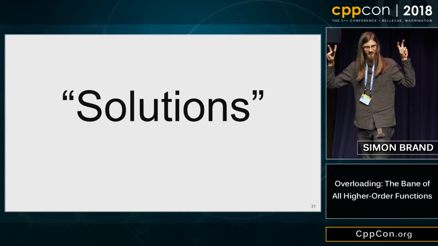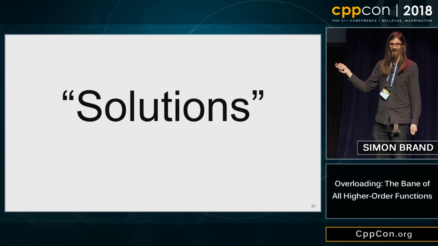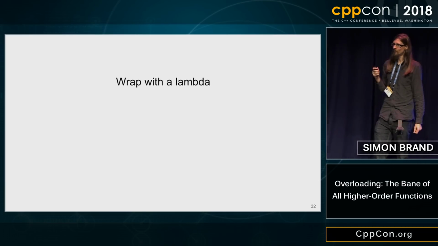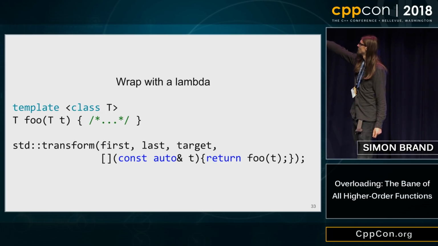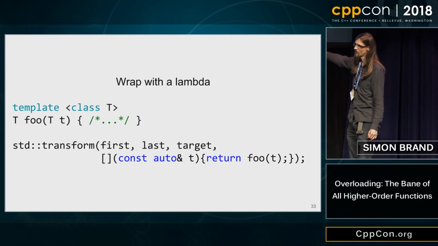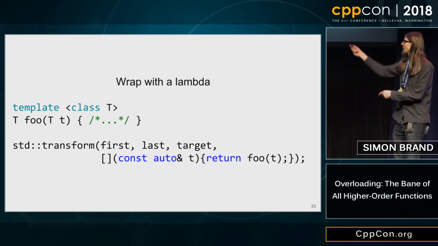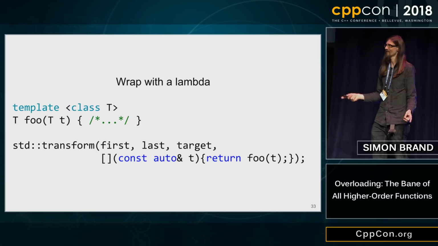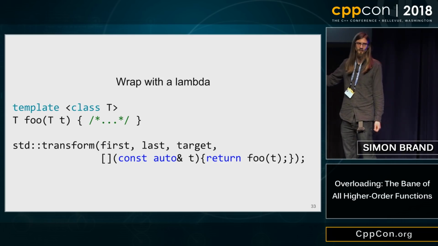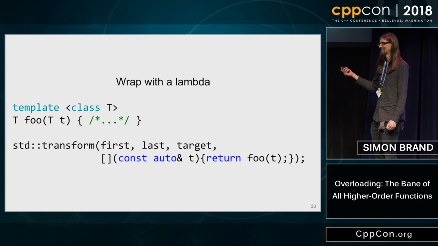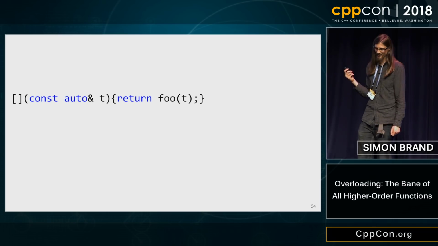Some solutions, in danger quotes. You can do this, but beware. So we could wrap it with lambdas. You know, we have foo, and we just wrap it in a lambda, which takes a T, forwards it on, returns the result. And in some cases, this is okay. In quite a lot of cases, actually, this is okay. It's kind of ugly. We get used to it. We're C++ developers. Yes, Stockholm syndrome.